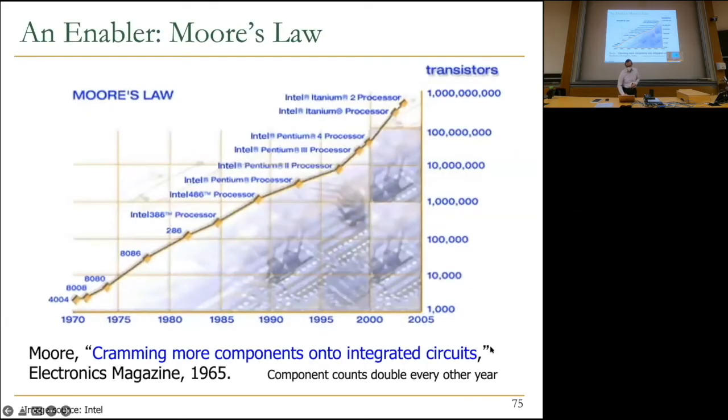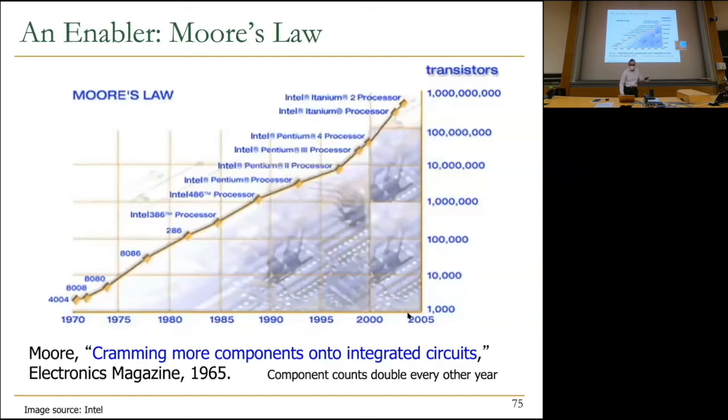Let's take a look. So this is an older version of it. Moore wrote this paper in 1965. Basically, he observed that component counts that you can put on an integrated circuit double every other year. It's an exponential trend, basically, that he observed, which is nice. It's an exponential because you can see that the y-axis is in logarithmic scale over here.